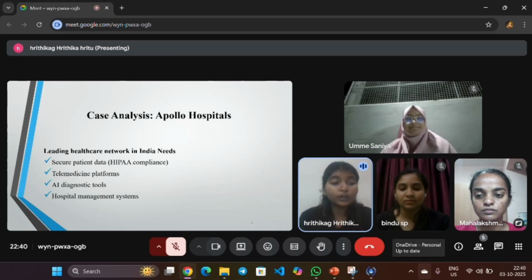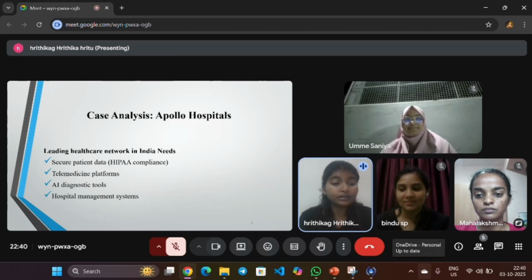The fourth slide is a case analysis. About Apollo, it's one of India's leading healthcare networks. The IT requirements of Apollo Hospitals are secure storage for patient records, telemedicine platforms to handle a large number of online consultations, AI diagnosis tools for better patient care, and a hospital management system for daily operations. The challenge faced by Apollo Hospitals is that managing all of this requires a system that is both secure for sensitive data and scalable for sudden demand in service.